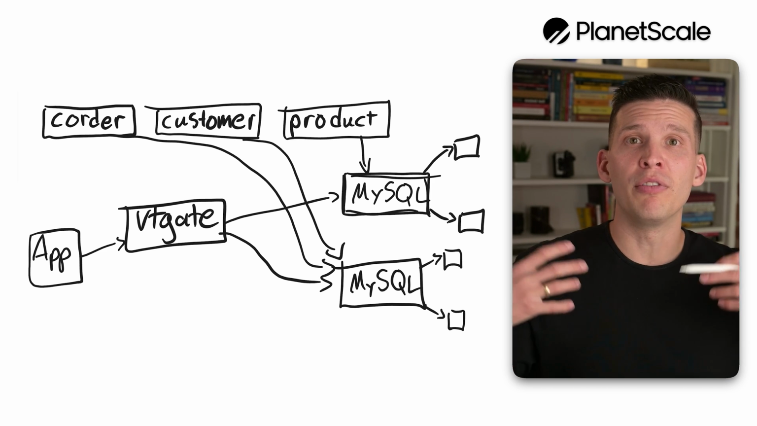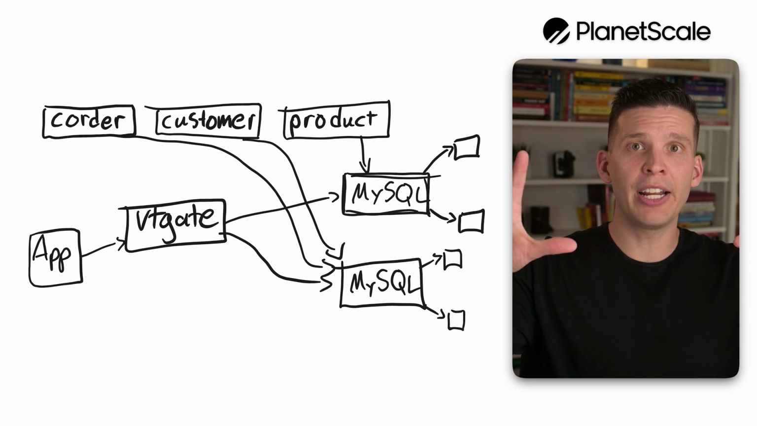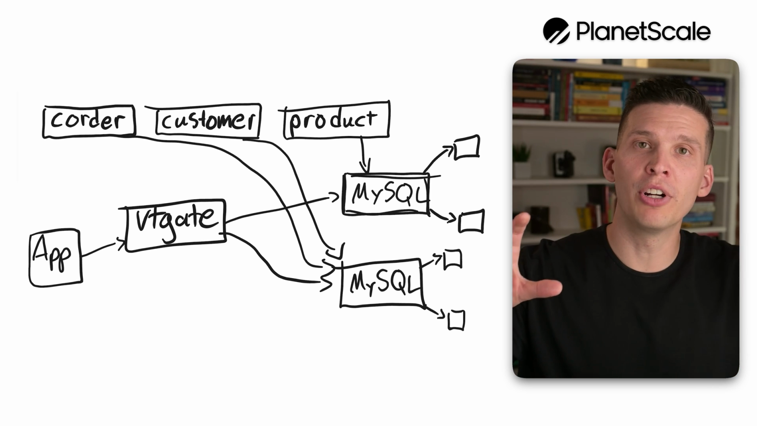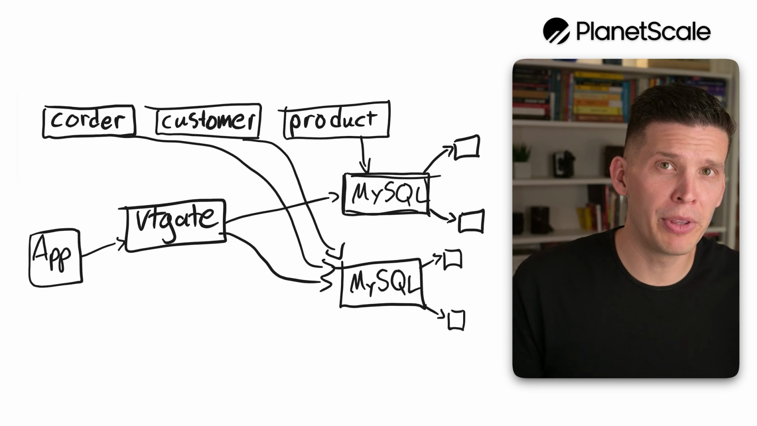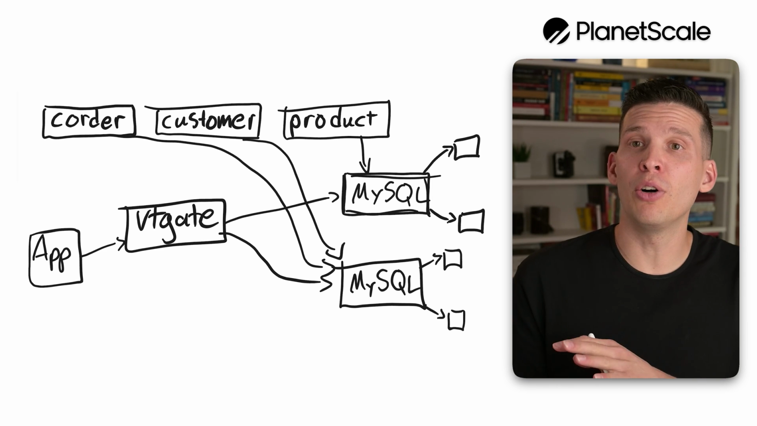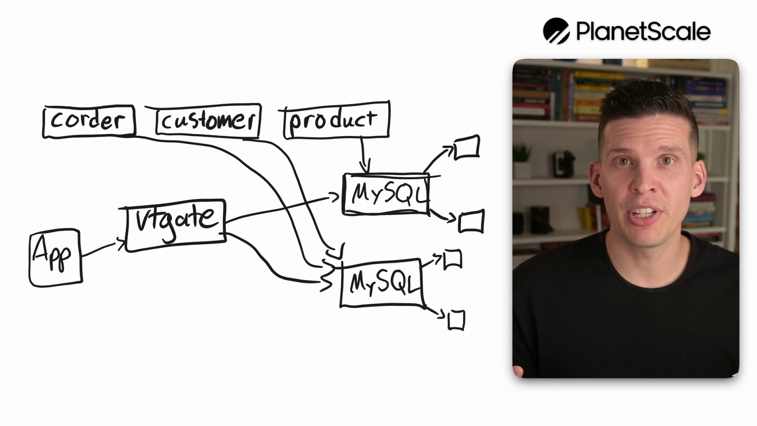And this is an example of vertical sharding, right? It's taking entire tables and shifting them over onto different servers. Horizontal sharding is a little bit different, and that'll come up in the next video, but this is the flow that we're going to do with Vitess here in this video.